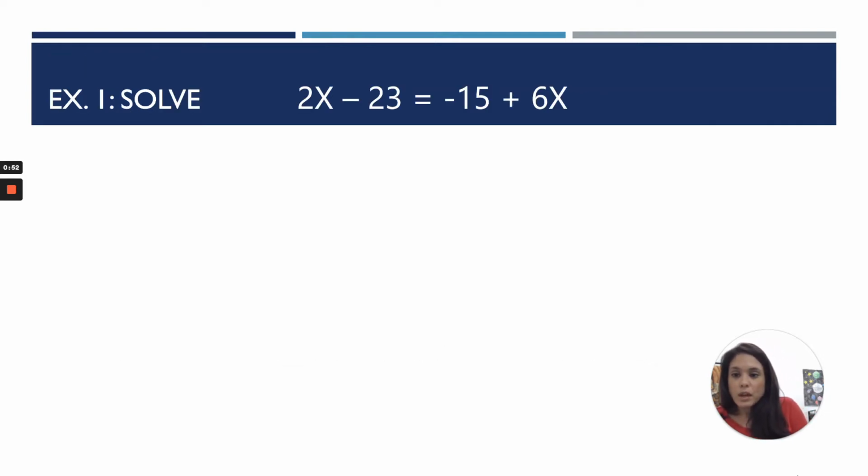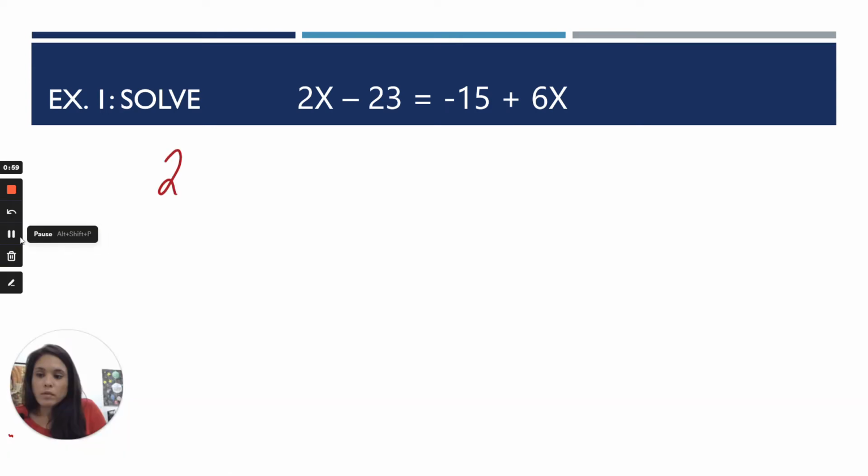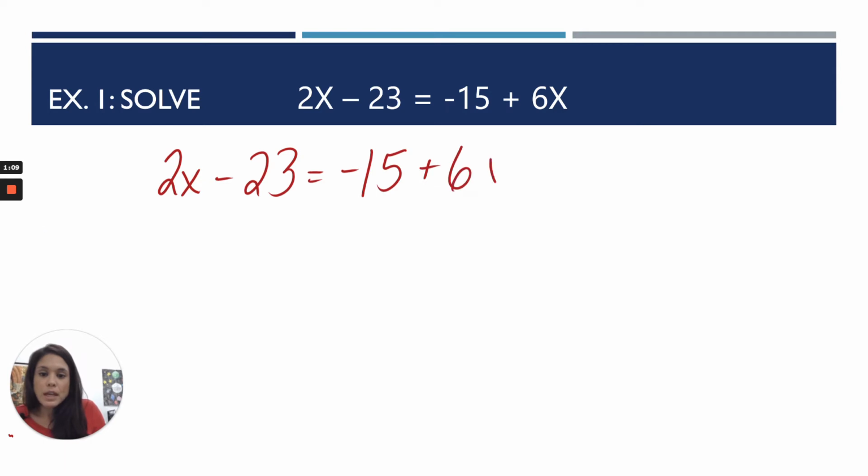So let's solve this. We have 2x minus 23 equals negative 15 plus 6x. So we first look to see if there are like terms. There are not like terms on the left side of the equation. There are not like terms on the right side of the equation. So now we can proceed with moving the variable to the other side.